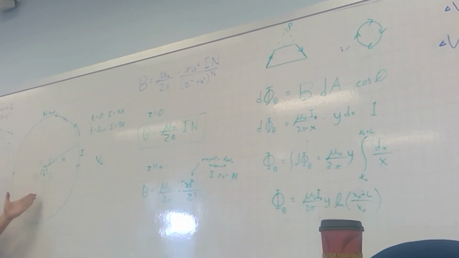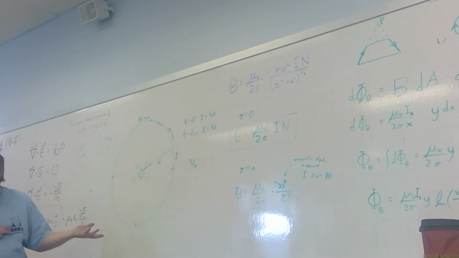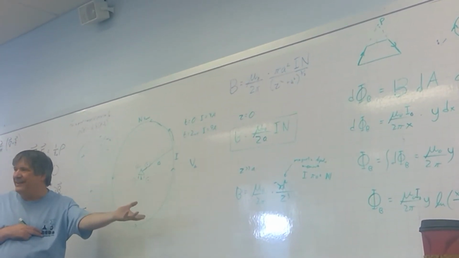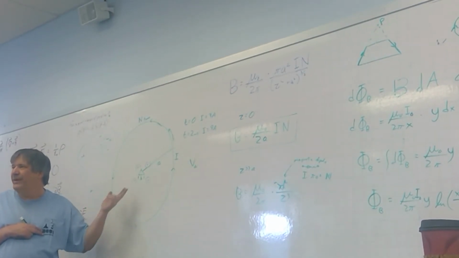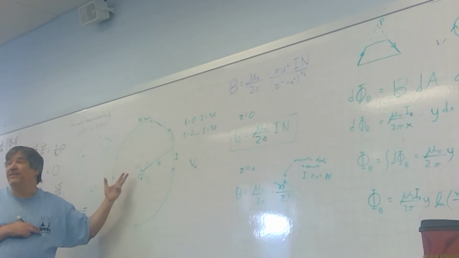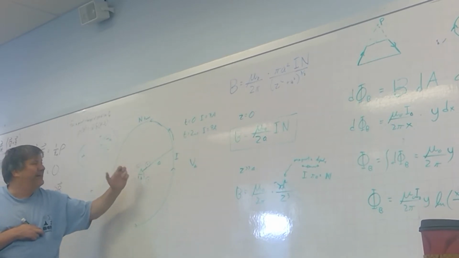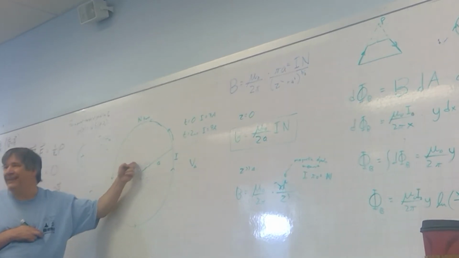If I'm trying to do an induction problem, can I get away with saying magnetic flux is just B field times area times cos theta, or do I need to do an integral? What do you think? In this problem, do I need to do an integral, or can I get away with saying the B field is uniform? Yeah, so the B field needs to be uniform over what region? The triangle. Over that loop that I'm taking the flux through.